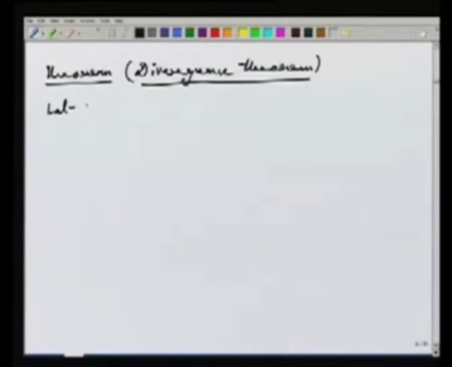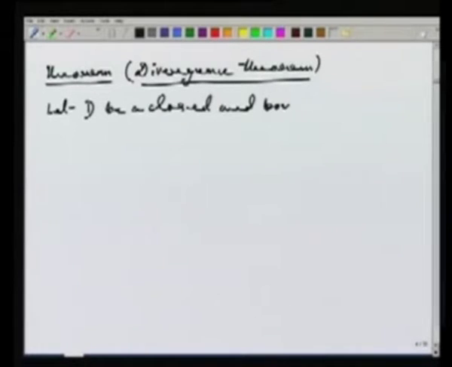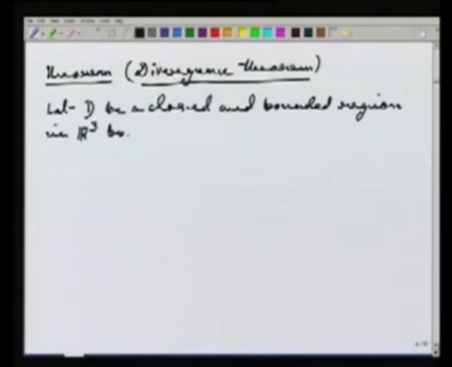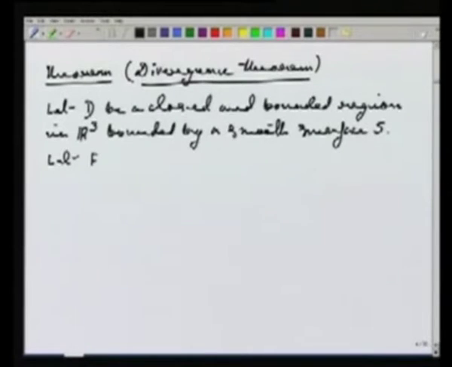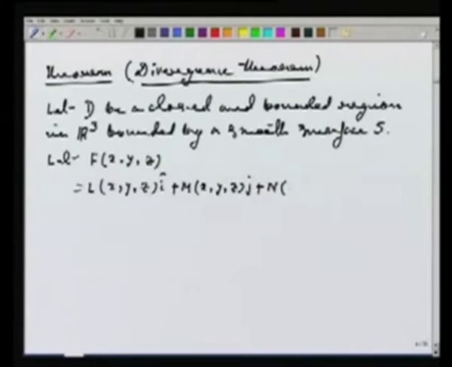So let D be a closed and bounded region in R3 which is bounded by a smooth surface S. Let F be a vector field, given by F(x,y,z) equals L(x,y,z)i plus M(x,y,z)j plus N(x,y,z)k.